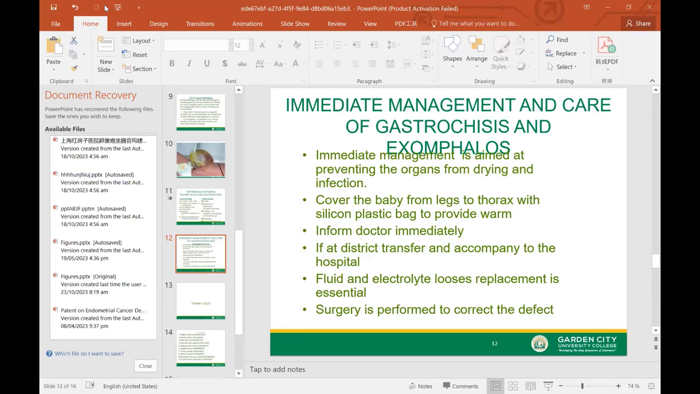Group 13, 14. I was also wondering, I'm even checking from the net how polyhydramnios can cause gastroschisis and exomphalos. Please, can you throw more light on that for us?